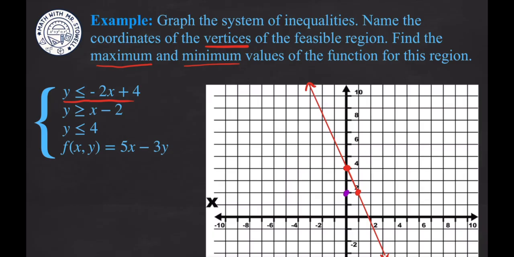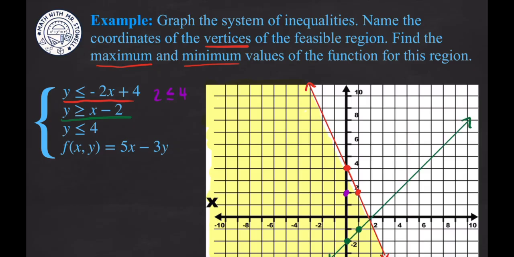0, comma 2 is right here. It's not on the graph. So we have 2 is less than or equal to 4. And that is true. So we shade towards 0, comma 2. For this next inequality, we do the same thing. We have our y-intercept being at negative 2, and our slope is 1. So we are going to just have our graph look like this.